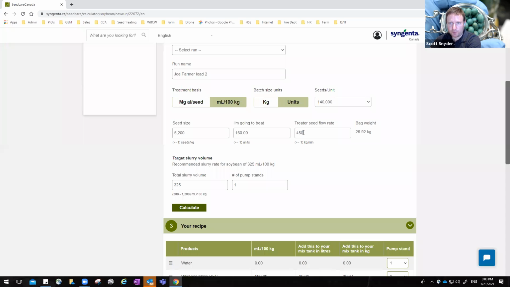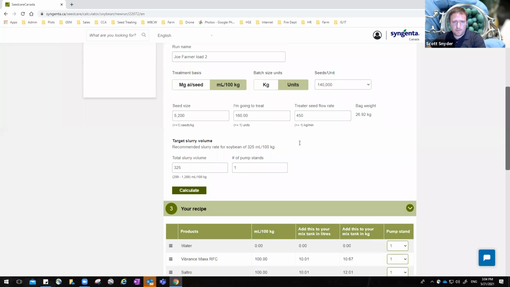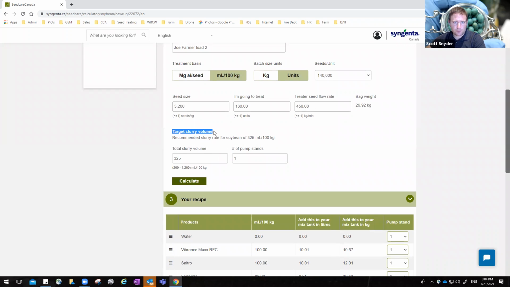You should know what your number is, and if not, we can figure it out. It's as simple as timing your flow rate through your seed treater from a set start point to a set end point, with a known weight of seed, and then you can get the kilograms per minute that way. If you need any help with that, just give me a call. I do have some documents on it, or if need be, I can come out and we can run through that. And then when you get down here, you're going to have your target slurry volume.